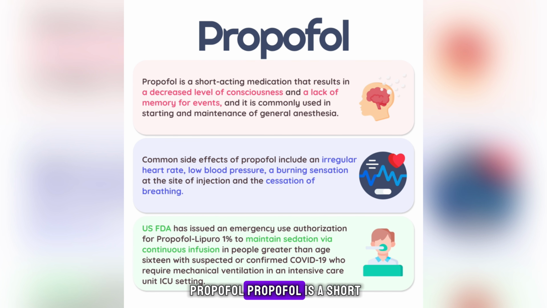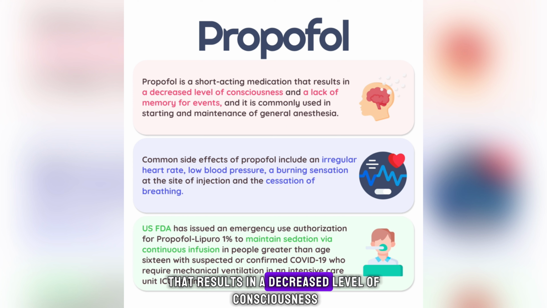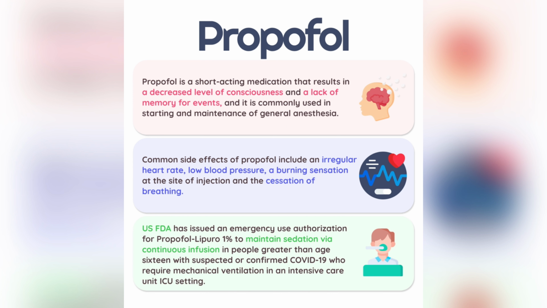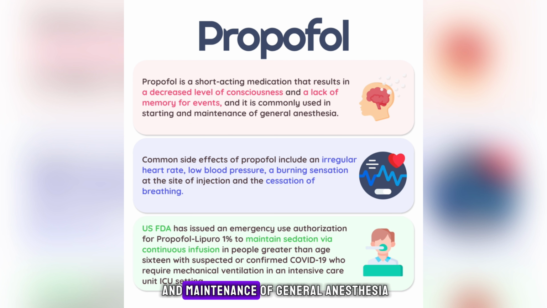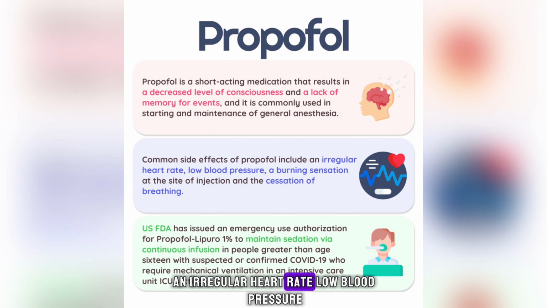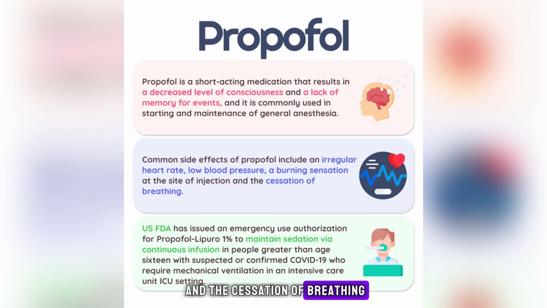Propofol. Propofol is a short-acting medication that results in a decreased level of consciousness and a lack of memory for events, and it is commonly used in starting and maintenance of general anesthesia. Common side effects of propofol include an irregular heart rate, low blood pressure, a burning sensation at the site of injection, and the cessation of breathing.